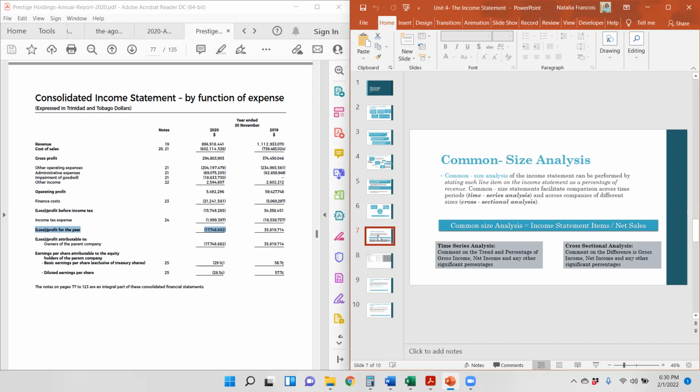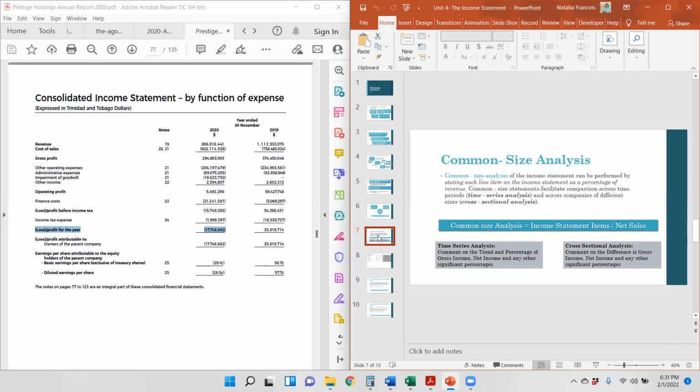So common size statements facilitate comparisons across time periods, which we call time series analysis, and across companies of different sizes. So in common size analysis, we'll be doing two types. Time series means we're going to analyze 2020 and 2019. They can do more years, but in this class, we're just going to do 2 years. And we're going to analyze it cross-sectionally with another company, a different company within the same industry.